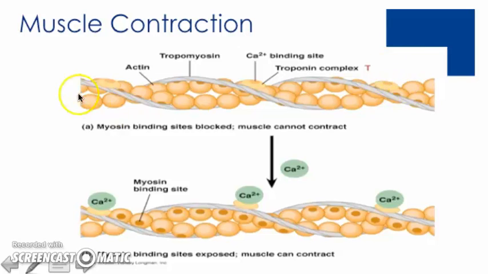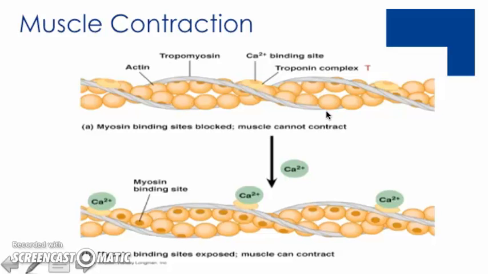We're going to see that in more detail. This is the actin filament, and at rest, the actin filament is not bound to the other filament called myosin. The reason is that a protein called tropomyosin is covering these little holes, called myosin binding sites. The myosin binding sites are blocked at rest, so actin and myosin cannot interact.